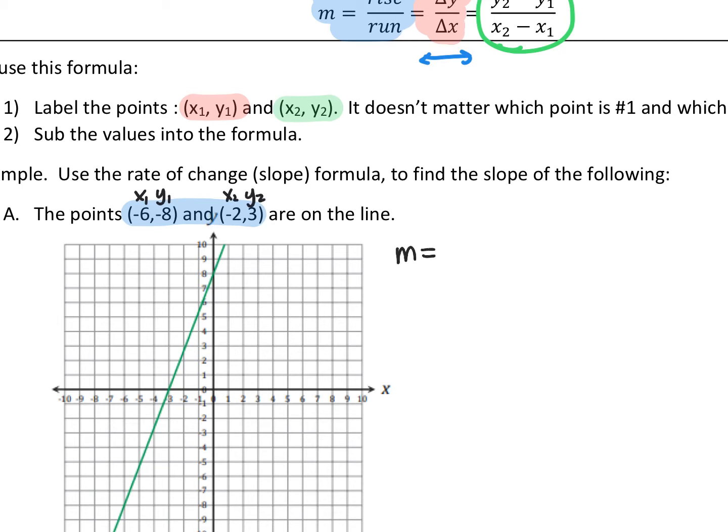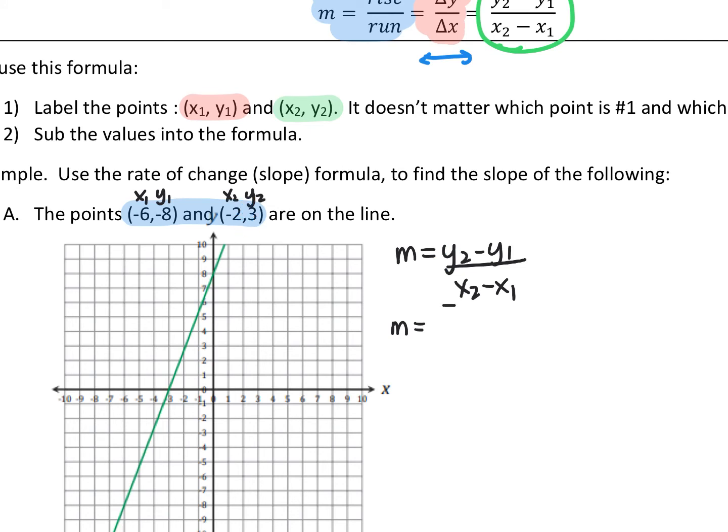Now, my slope formula, this new way. In this case, when the graph is already drawn, clearly it's faster to count, right? But sometimes you'll be given just the 2 points, and then you don't have to draw yourself a graph. You can just use this formula to calculate. So my y2, we're subbing in. My y2 value is 3.